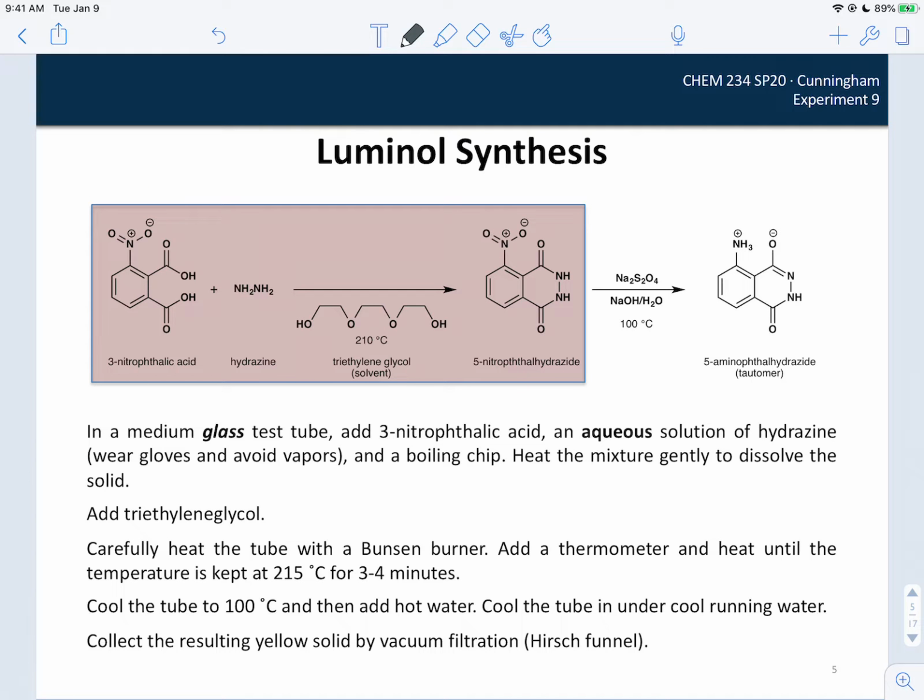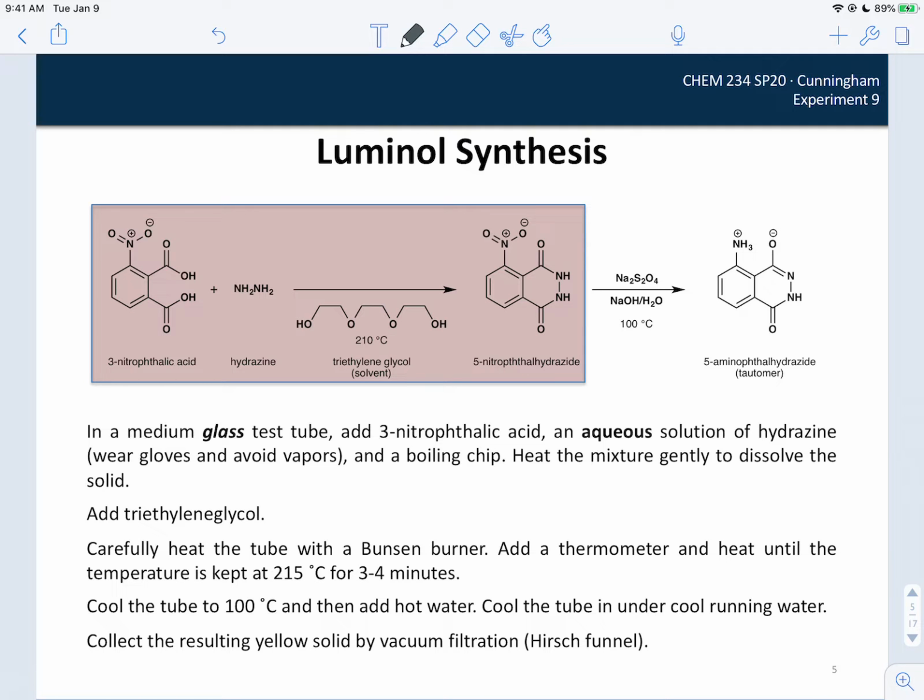So let's look at our luminol synthesis. We've said that we take our 3-nitrophthalic acid and hydrazine with triethylene glycol for our solvent, and we form our 5-nitrophthalhydrazide. And so here's a step-by-step breakdown for what we would do in the lab, which is to take a medium glass test tube and add our starting materials and a boiling chip, heat up the mixture to gently dissolve the solid, add in our solvent, and then carefully heat the test tube again with a Bunsen burner.